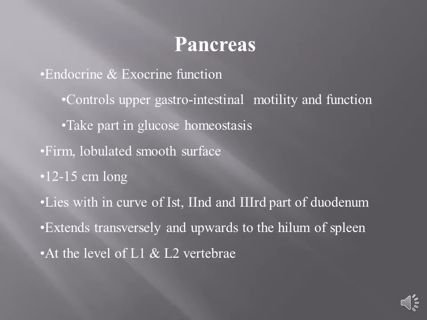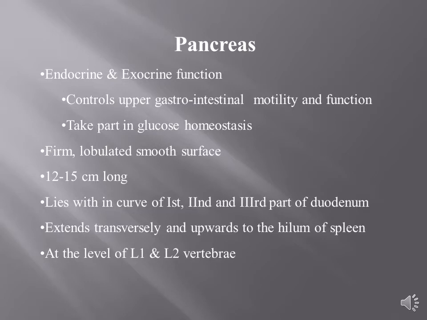So what is pancreas? What is the literal meaning of pancreas? It is derived from two words, pan plus creas, that is all flesh. So it is a soft lobulated organ which has exocrine as well as endocrine function. Exocrine part secretes the pancreatic juices which are helpful in the digestion of lipids, carbohydrates and proteins. And endocrine part secretes insulin which is responsible for glucose homeostasis.